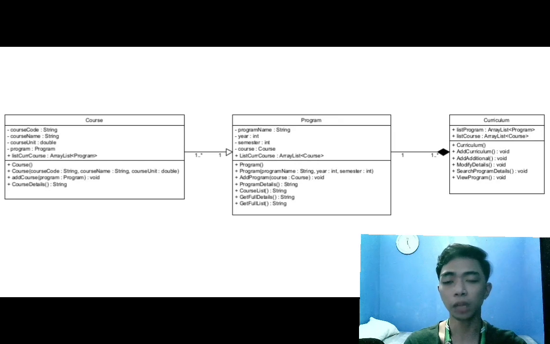Now, first, let me discuss the program class and course class. Inside the program class are different class fields and their specific data types: program name, year, semester, course, and an array list that will hold the stored values later. In the third compartment, you can see the methods used inside the class, excluding the getters and setters. Program class is the parent class of course class.